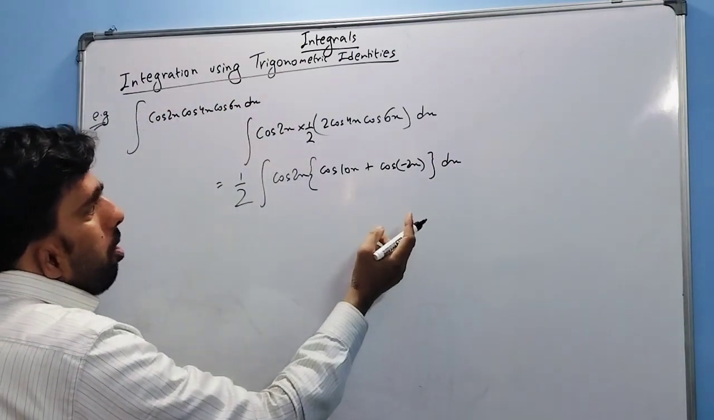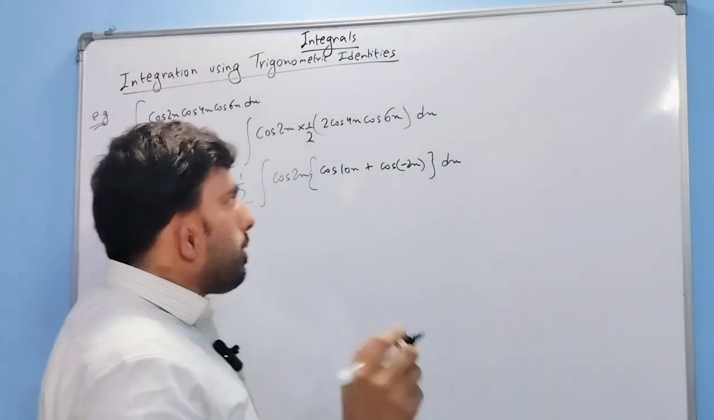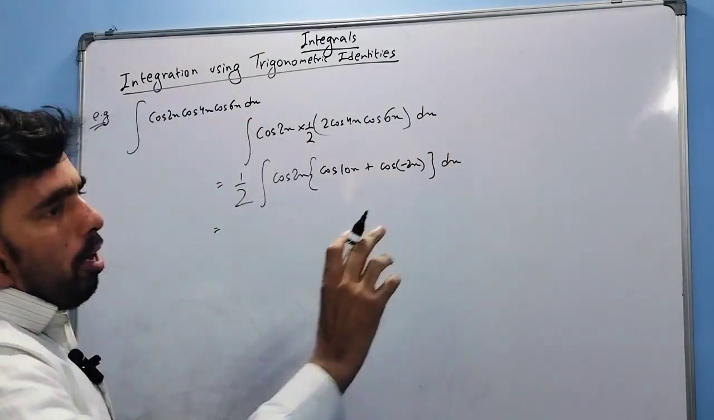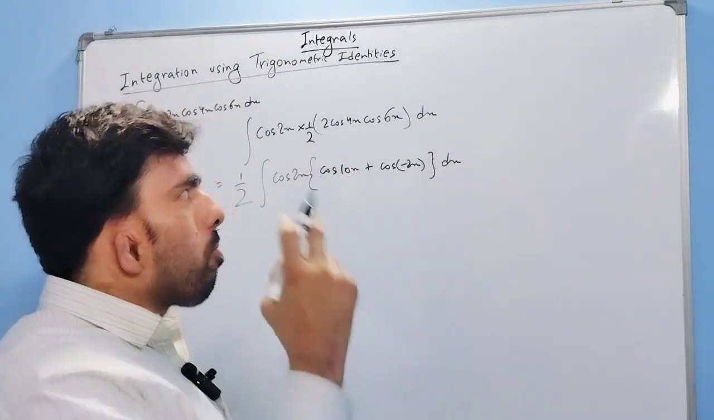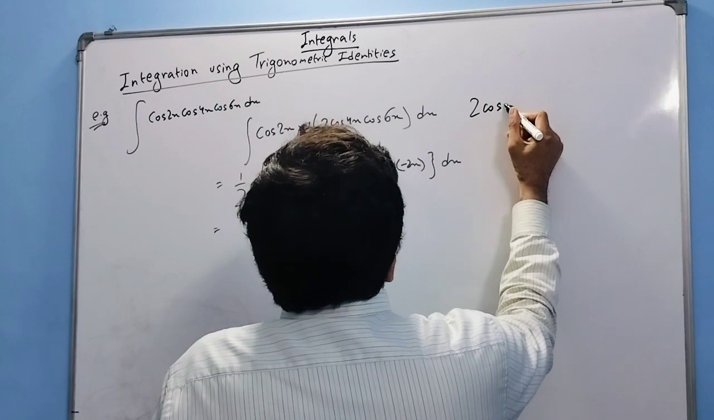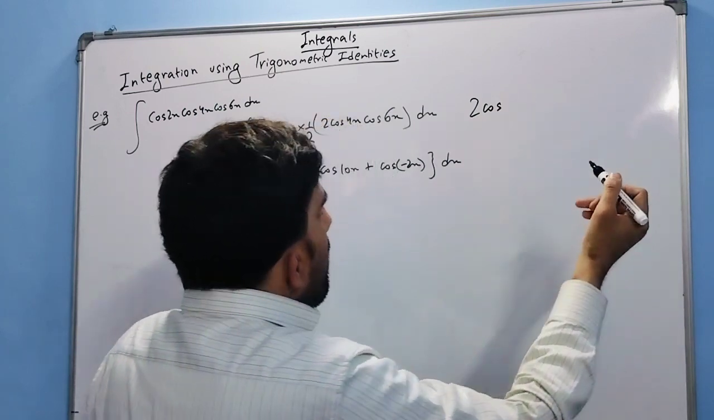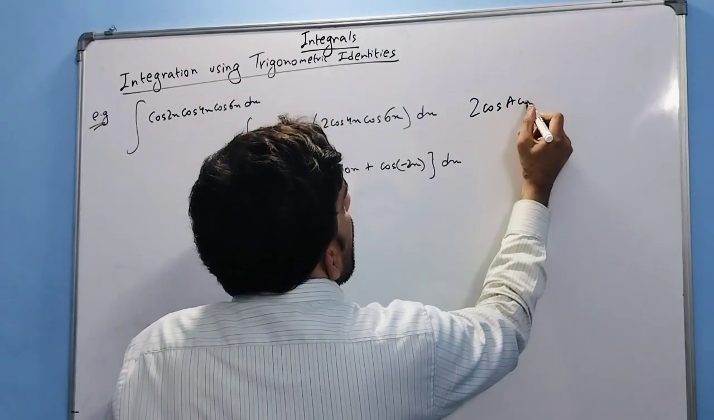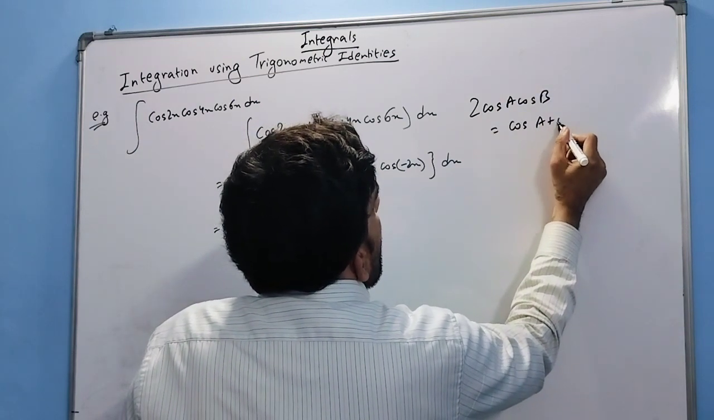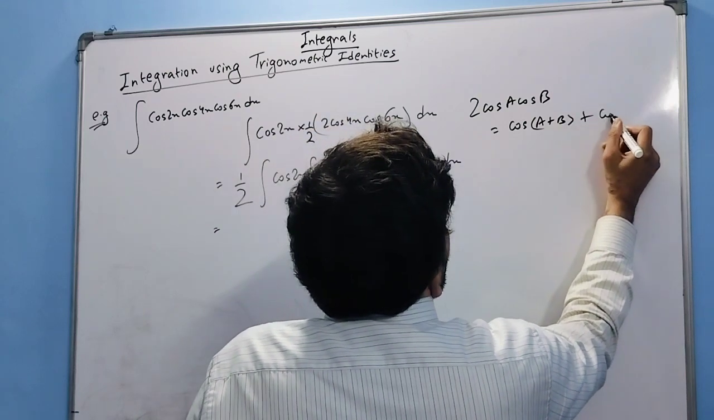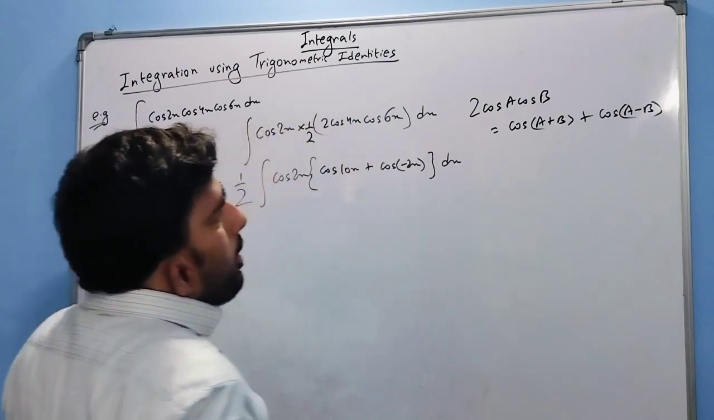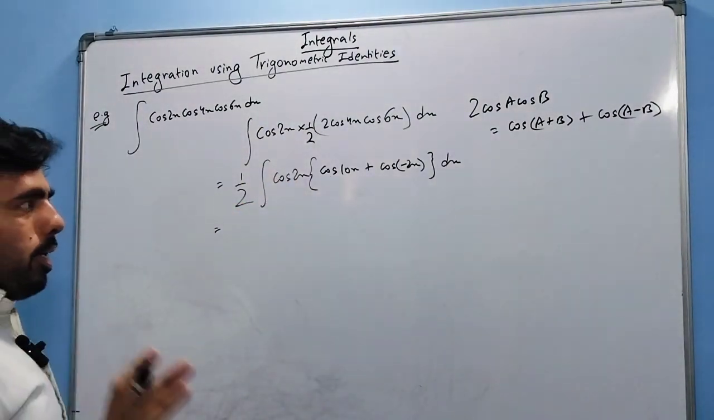So now we all know cos minus x is cos x. So here we'll write the identity. Whichever identity we are using, we need to write here. Okay, so which identity have I applied here? To 2 cos A cos B, what have I applied? Cos A plus B plus cos A minus B. Okay, so that is how we have used that identity here.